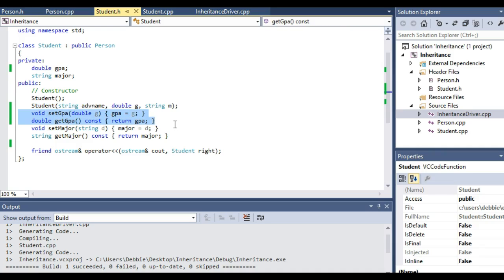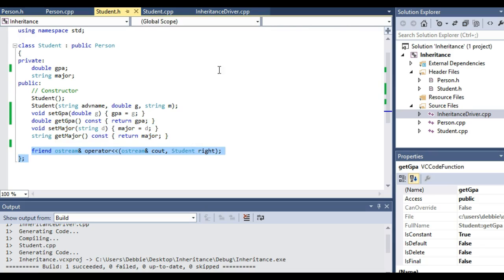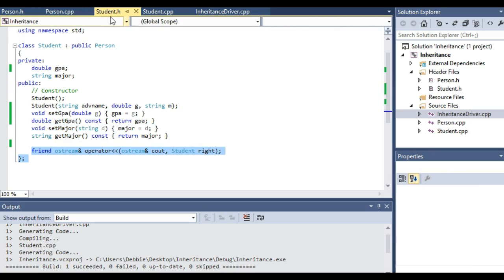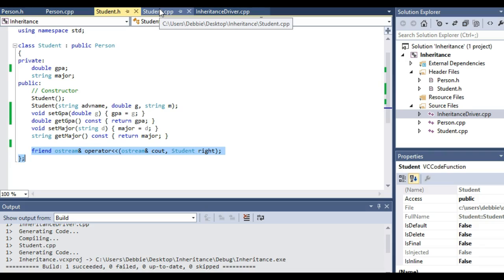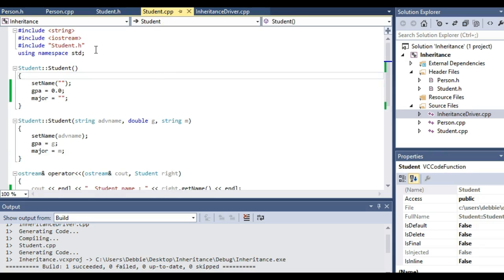And then I've got set and get functions for the GPA member and set and get functions for the major member, and this class also has an output operator. So I'm going to go to student.cpp. All of my functions which are not written in line, that would be my two constructors and my output operator, are located in here. Now this starts to get a little tricky with the include files.